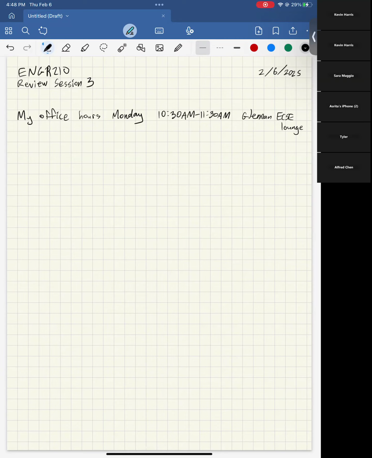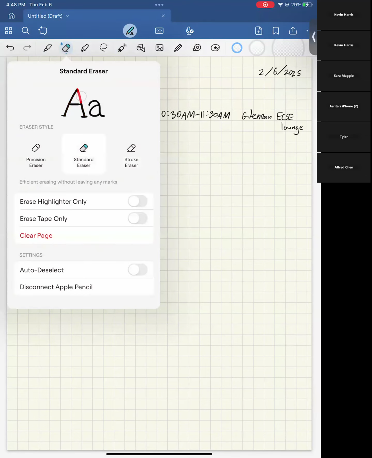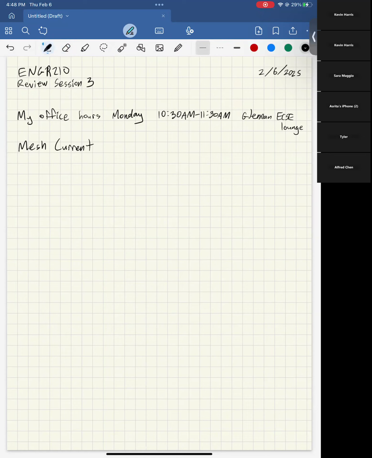So to get started, the first thing we're going to cover is mesh current. Mesh current is like node voltage, which we covered last week. It is a method of getting equations to solve a circuit. For node voltage, we looked at circuits with a bunch of things coming out of nodes, and it was convenient to write equations based on one of those nodes at a time. For mesh current, it's more convenient when you have things like current sources and a lot of loops next to each other.